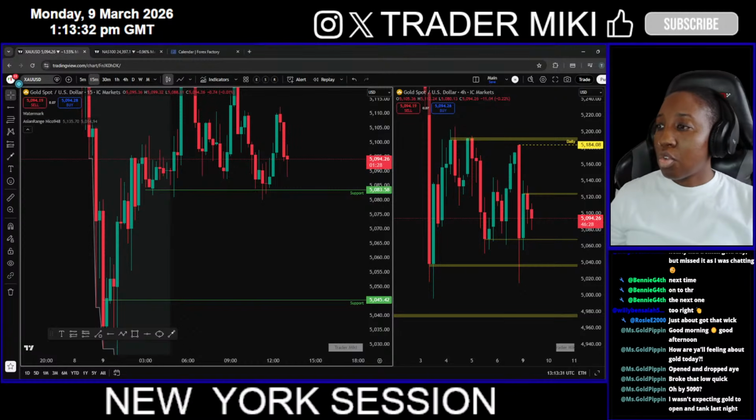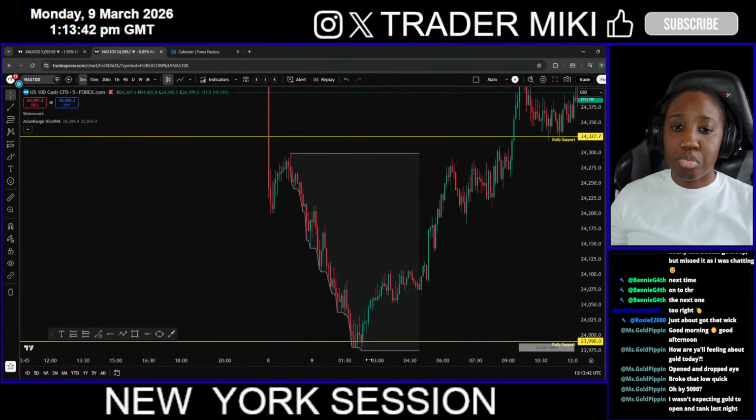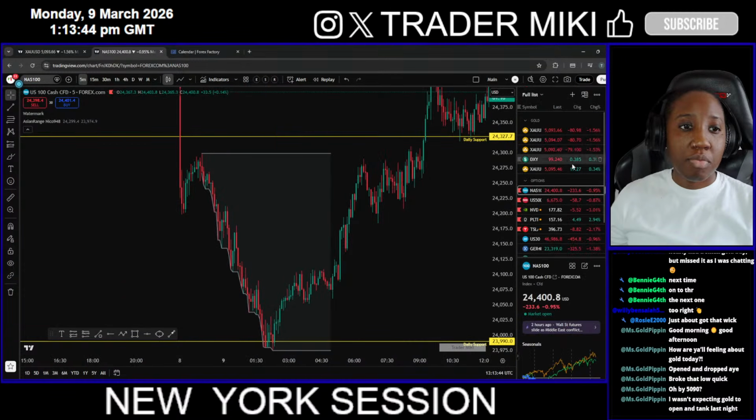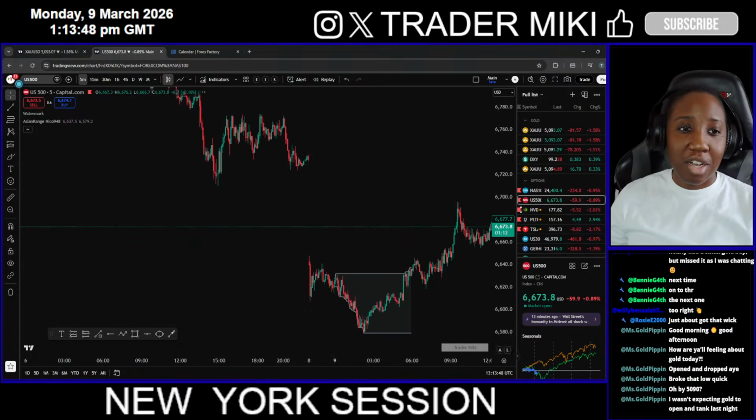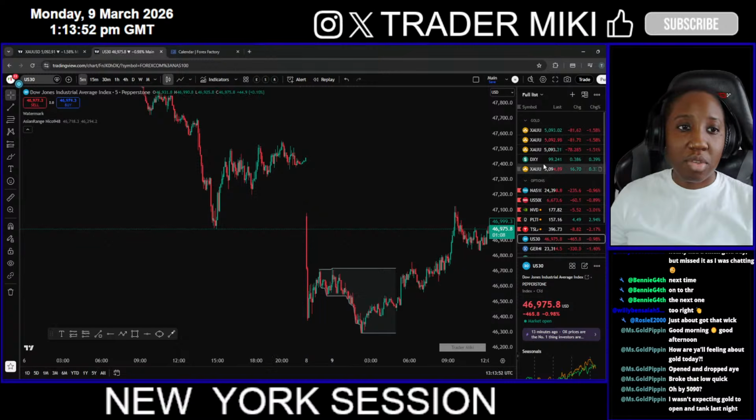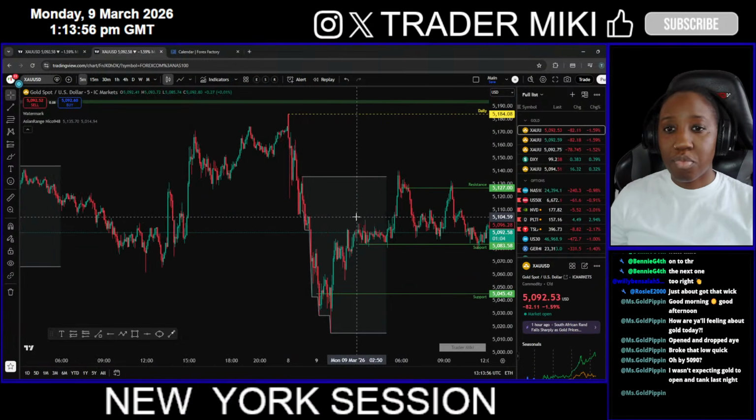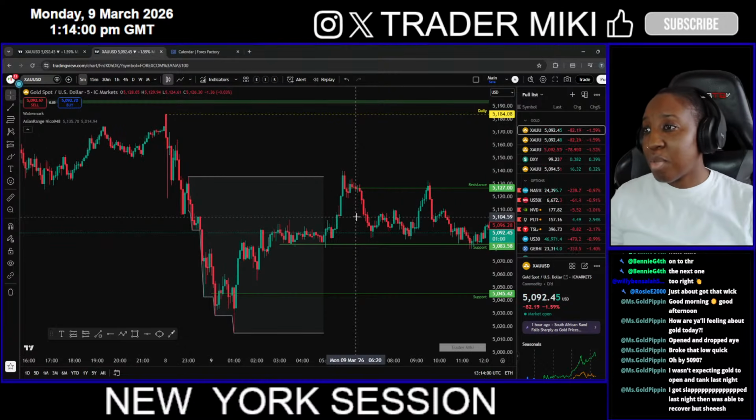I wasn't expecting gold to open and tank last night. Everything opened and tanked last night. Everything was just open and drop. Look at Nas, just boom. Look, gap down. Everything dropped. The market was terrible. I got slapped last night, then was able to recover.